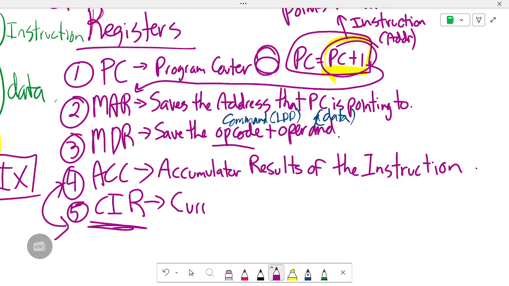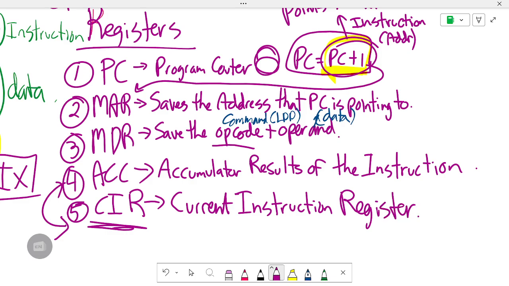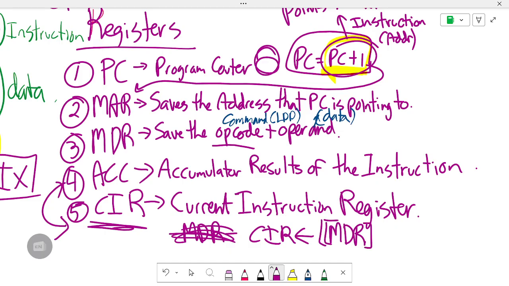Current instruction register. And what happens is, from the MDR, it should look like this: the CIR, the current instruction of the MDR, and they use a double bracket or something like this, I forgot. It's basically the instruction he sent to the CIR. Okay?